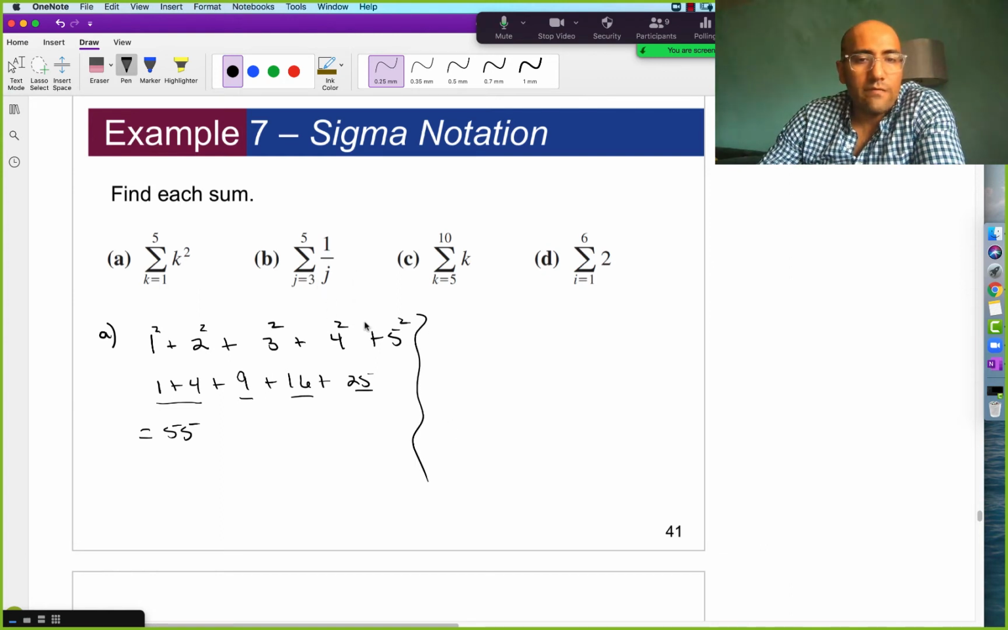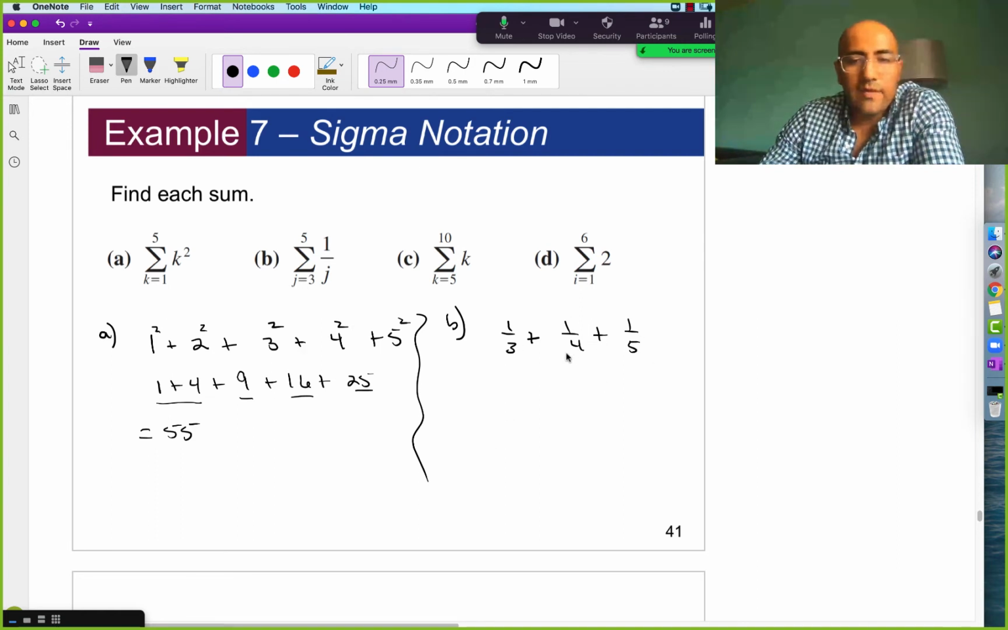Okay, for B, it doesn't start off at 1, it starts off at 3. So this would be 1/3 plus 1/4 plus 1/5, and that's how I know where to stop, right? And notice that the index in this case was a j, not a k, so we have to be careful about what letters we use.